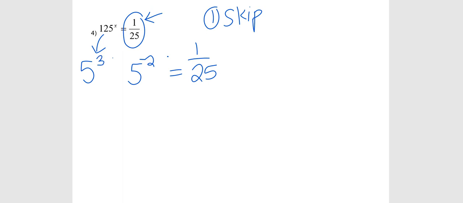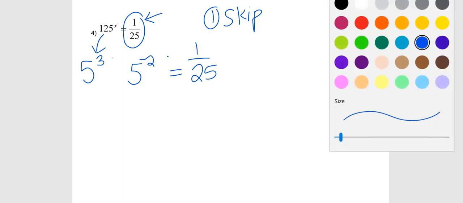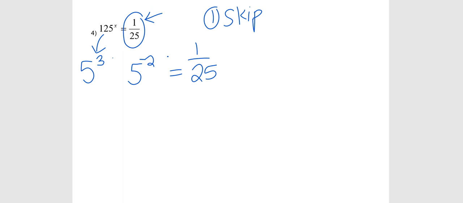So I can rewrite this problem so they both have a base of 5. So what we are doing essentially is we're taking out 125 and replacing it with 5 cubed, and then the x gets brought down. And then instead of 1 over 25, we're replacing it with 5 to the -2nd power. And now that they have the same base, we are going to set the exponents equal. So this was step 2 that we just did.